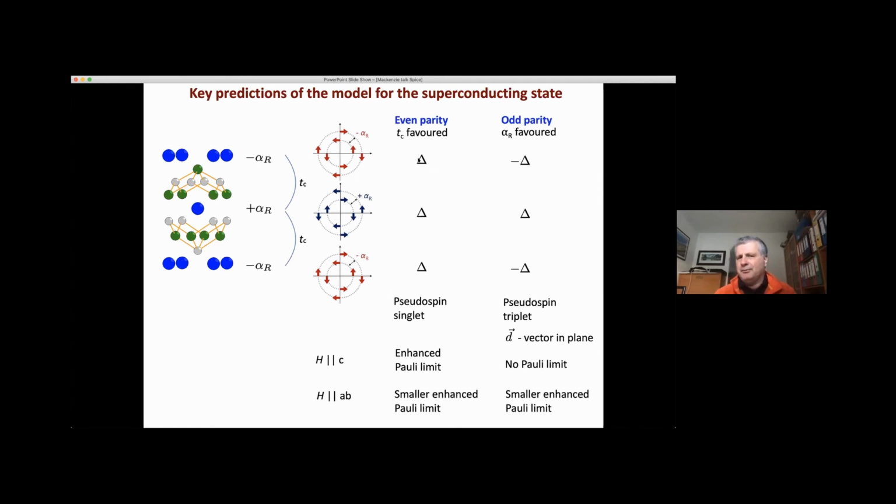You have a completely even parity state where the gap is the same magnitude everywhere, or you have an odd parity state where the gap function reverses sign from layer to layer. Now, there's a lot on this slide.